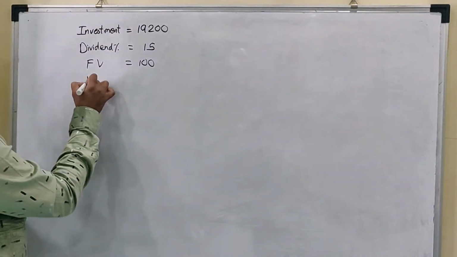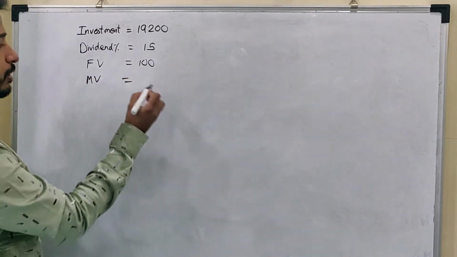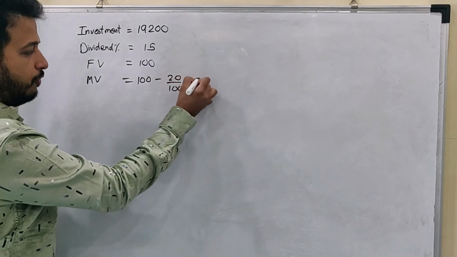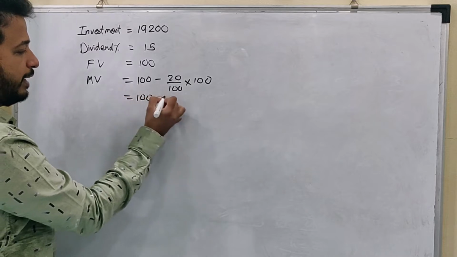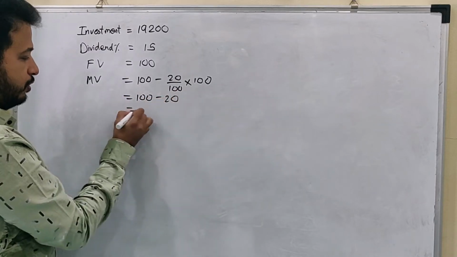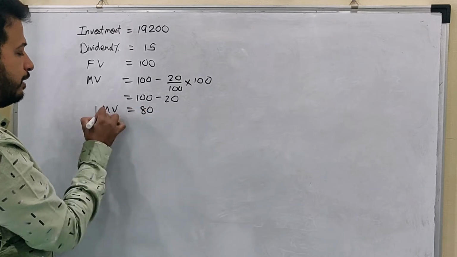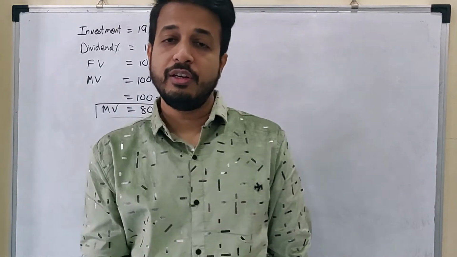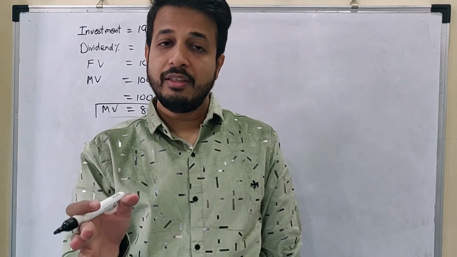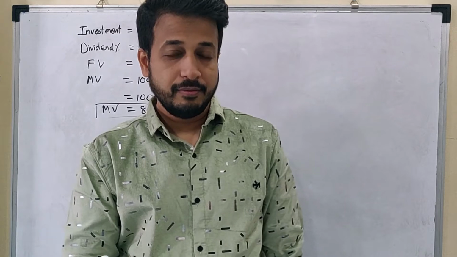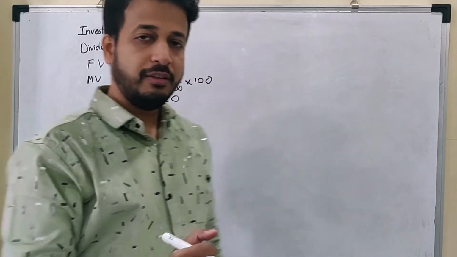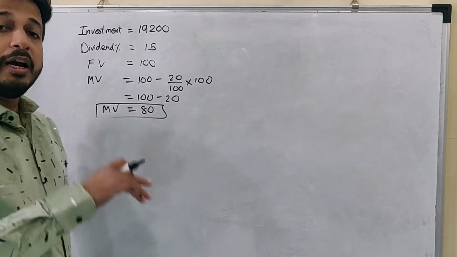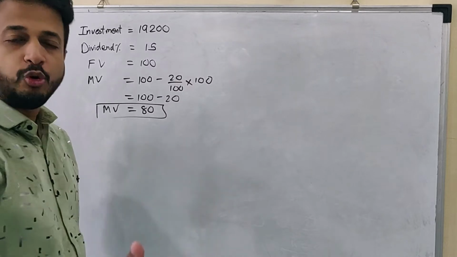So the market value of the shares will be at 20% discount. So it will be 100 minus 20% of 100. So it is 100 minus 20. So your market value is rupees 80. Now here what they're telling is, after a year she's selling the shares at rupees 90. Now at what price did she buy the shares? She bought the shares at market value, which is 80 rupees. But after a year she is selling the shares at 90 rupees each.